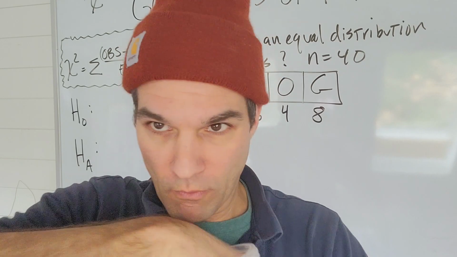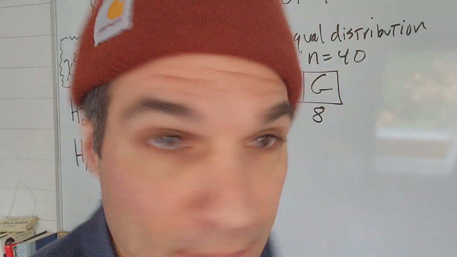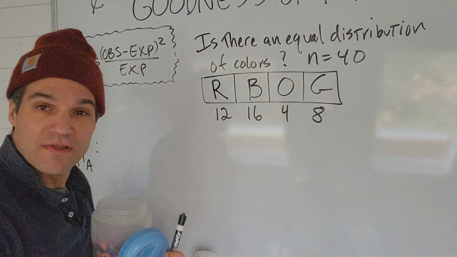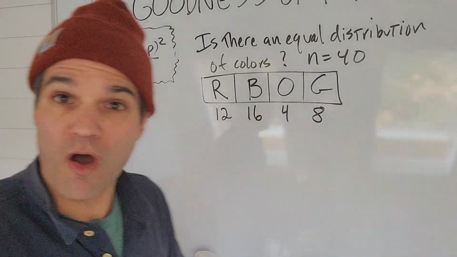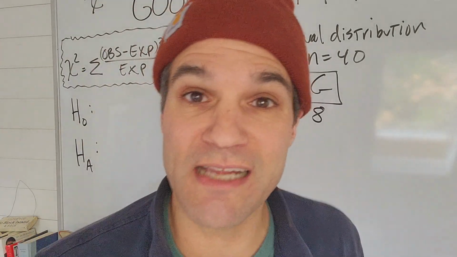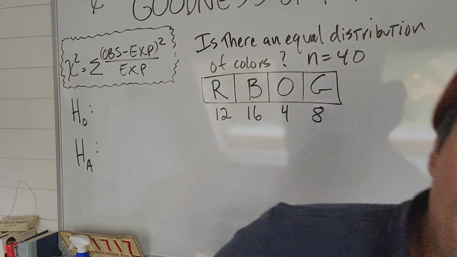So that's what I'll do right now. Take a handful. I count them. Oh, I counted them, and I'm going to write them. Oh, here they are. Cool. So what I found out, I had 12 red, 16 blue, 4 orange, and 8 green in my sample. All right. I'm going to test a hypothesis.